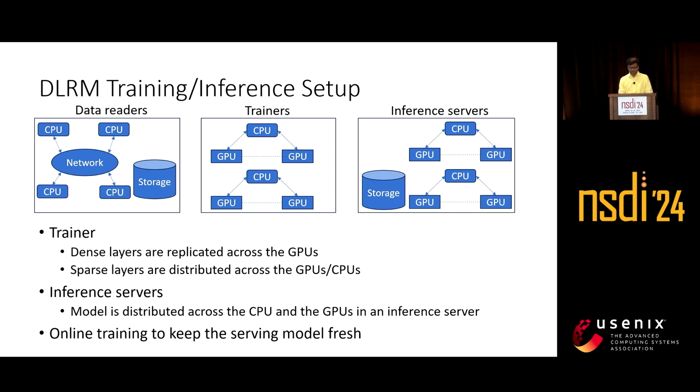Trainer publishes the model which is loaded onto the inference servers. Each inference server is a CPU node attached to several GPUs. In an inference server, the serving model is distributed across the CPUs and the GPUs. In online training, this recommendation model pipeline is continuously run. The model is continuously trained using the real-time data and the serving model is periodically refreshed to keep it fresh.